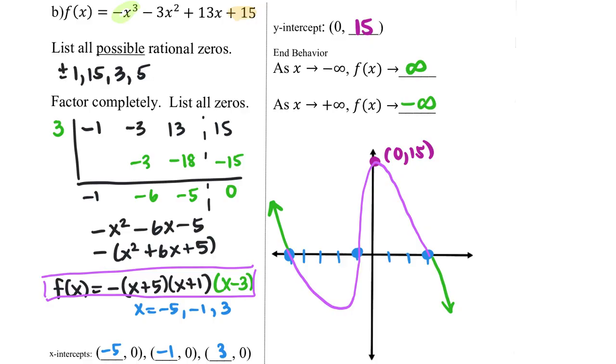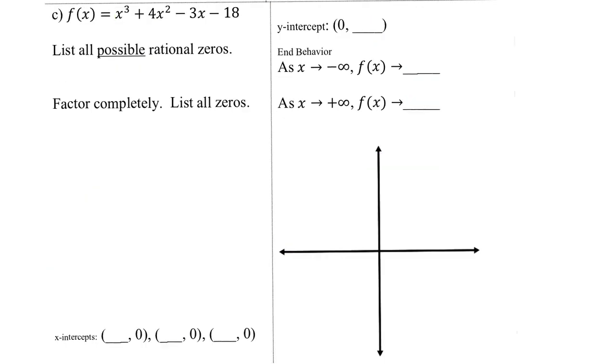Let's try one more. Okay, our last function, f of x equals x cubed plus 4x squared minus 3x minus 18. I'm going to list all the possible zeros again. What's my last number? My last number is negative 18, but I include positives and negatives, so it doesn't really matter.